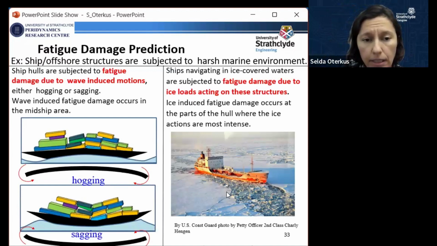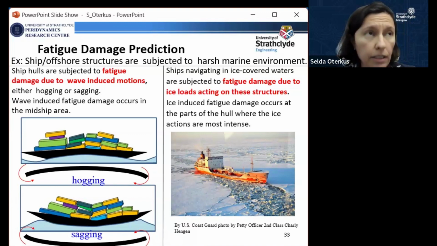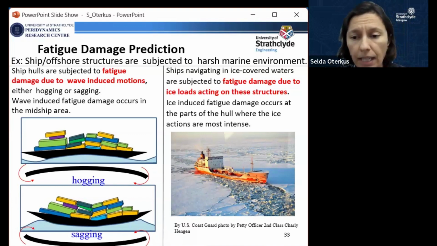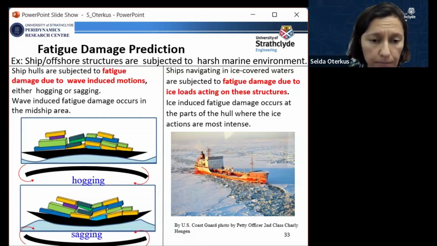Another case is, for example, ships navigating in icy waters. They are also subject to fatigue damage because there is an ice load acting on the structure as it moves through the ice. Also, these ship structures are made of welded structures, and they have inherently poor fatigue performance. So we need to consider all these things, and we need an effective approach to estimate the fatigue performance of welded structures.